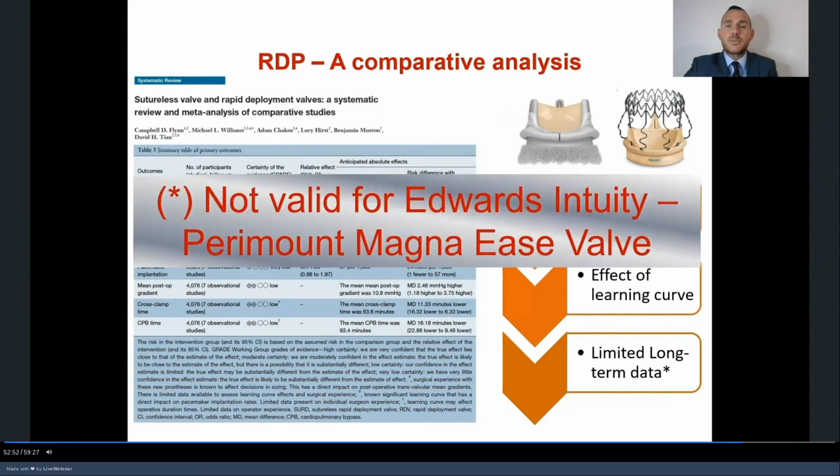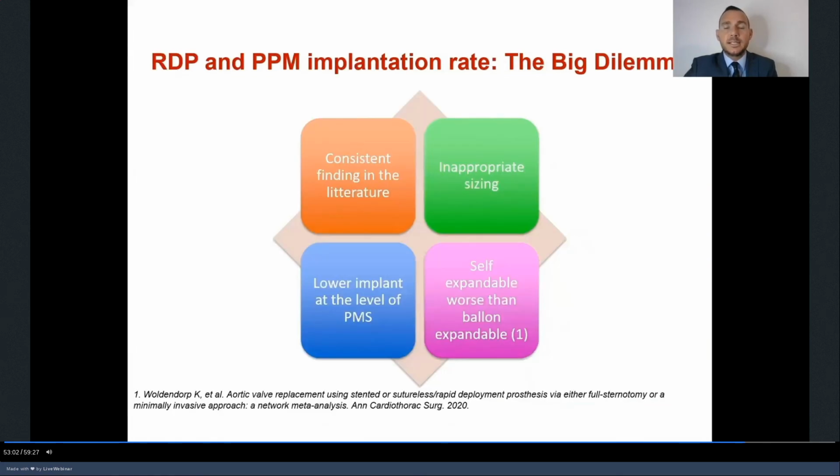Of course, this last statement does not apply to the Intuity valve, because it's basically a Perimount magnetic valve mounted in a different stent. The Achilles heel of the rapid deployment valves is represented by a relatively high permanent pacemaker implantation rate.